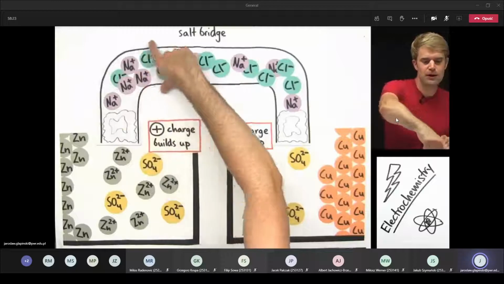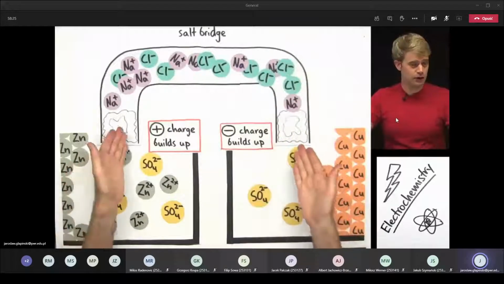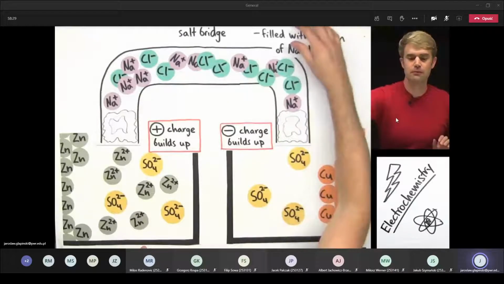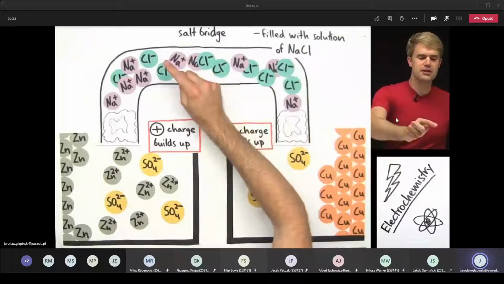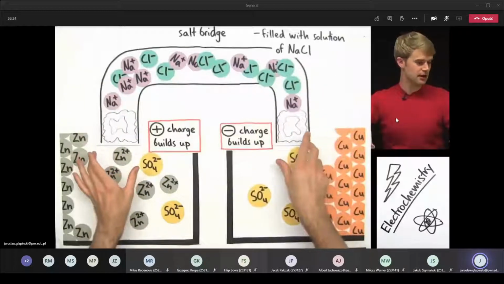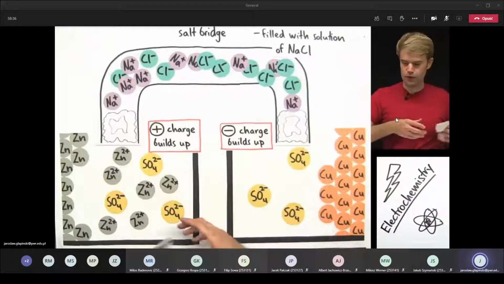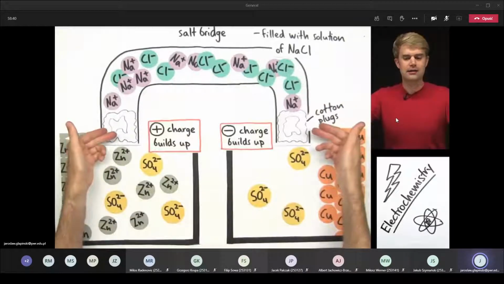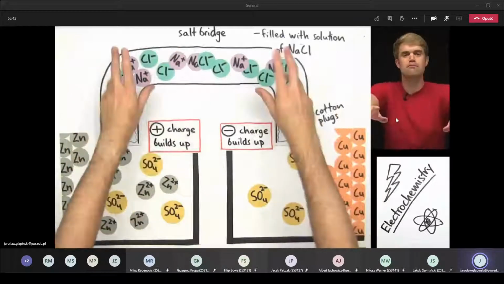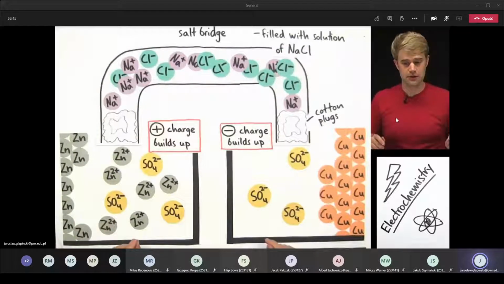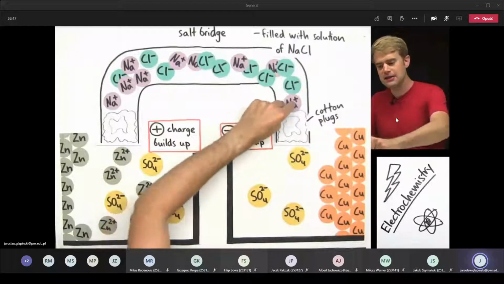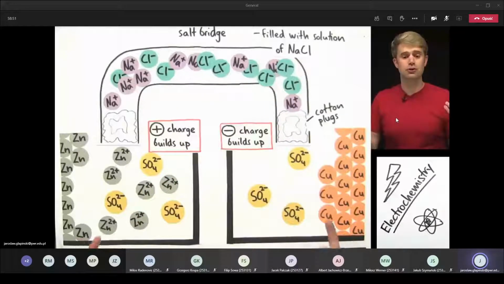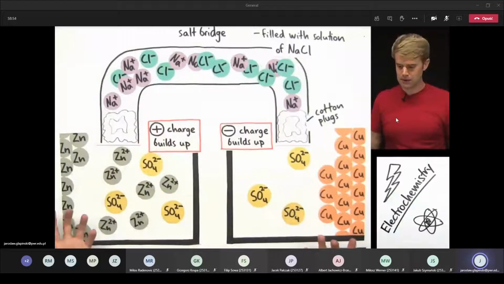It is a tube shaped like an upside down U that in our case is filled with sodium chloride. You can see the Na+ and the Cl- ions. Now at the ends of the salt bridge there are cotton plugs, a little bit of cotton there. And the cotton prevents the solution from just pouring out into the half cells. But these ions are able to slowly pass through the cotton plugs, and here's what happens.